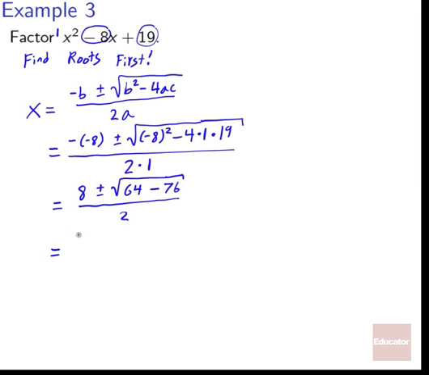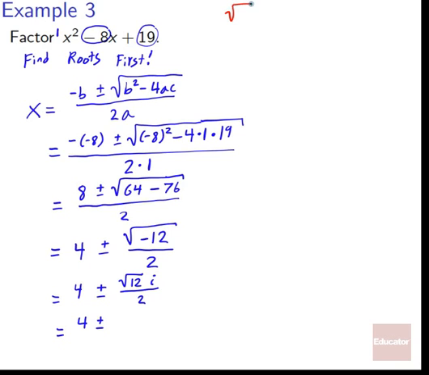We divide out the 2, so 8 over 2 gets us 4, plus or minus the square root of 64 minus 76. It'll still be over 2. Let's put it over that just so we don't forget that. 64 minus 76 gets us negative 12. So we've got 4 plus or minus root negative 12. So we can pull that out as an i, so we'll get the square root of 12 i over 2. What's root 12? Root 12 we can see as the square root of 4 times 3, which equals 2 times root 3. So plus or minus 2 root 3 i over 2.